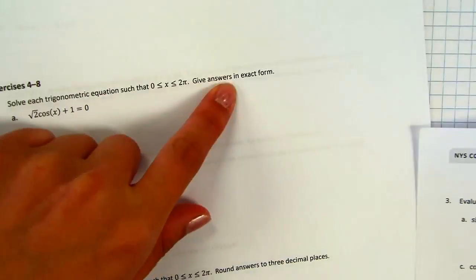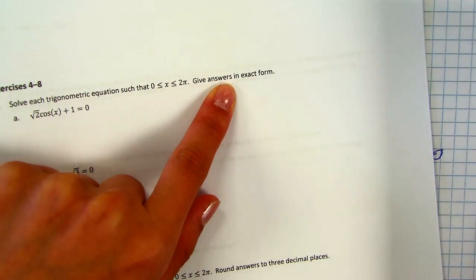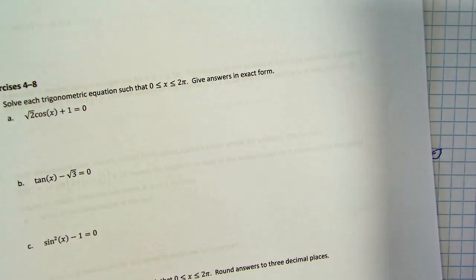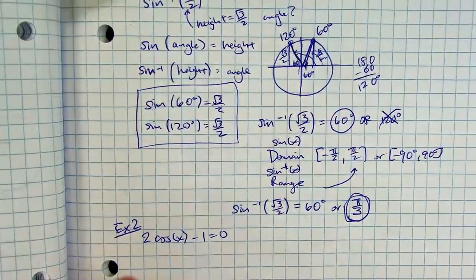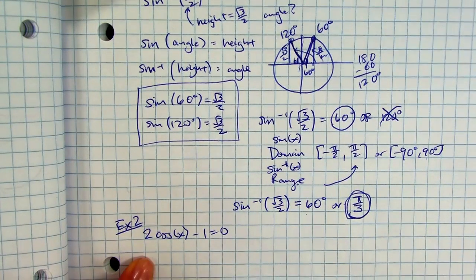What I want you to know is, for example number 2 and a few of the practice problems, sometimes they'll ask you for exact form, in which case you have to do it by hand without a calculator so you can get your radical answers. Now if it asks you to round it, just go ahead and use a calculator. So here's example number 2 using a calculator, and I'll also solve it by hand.